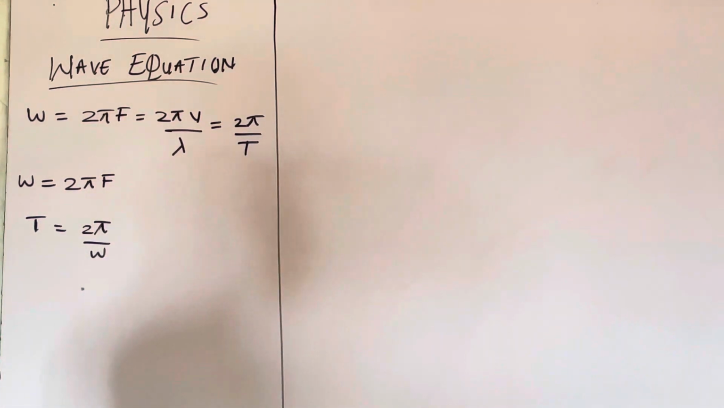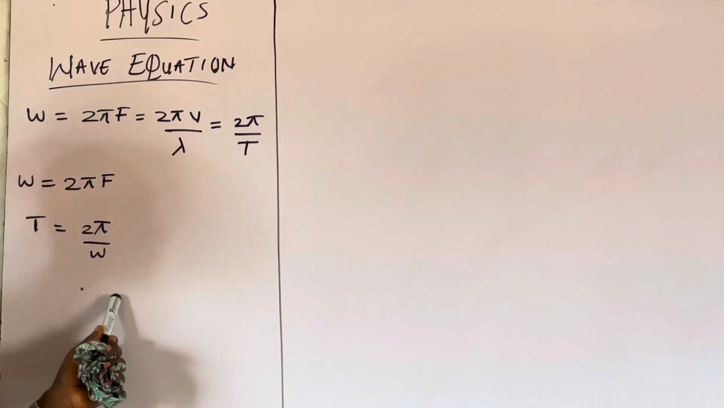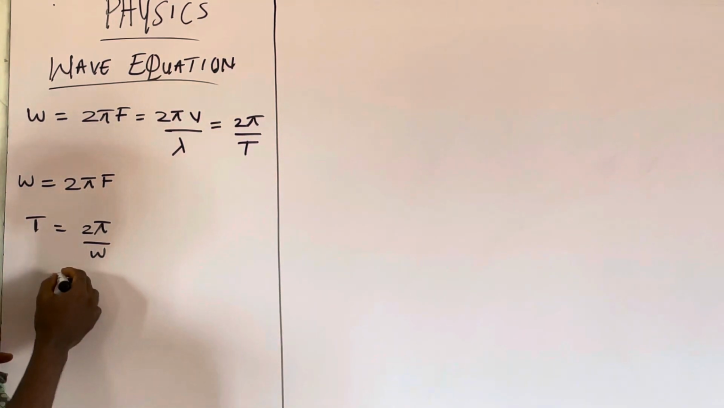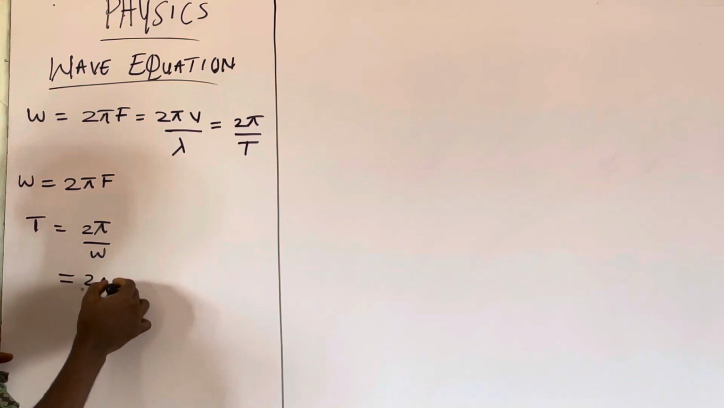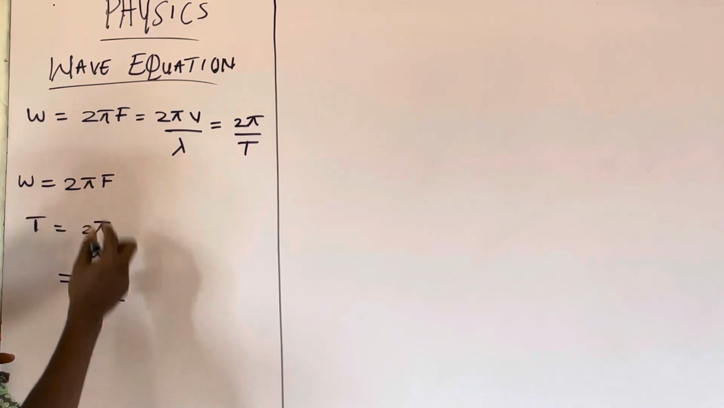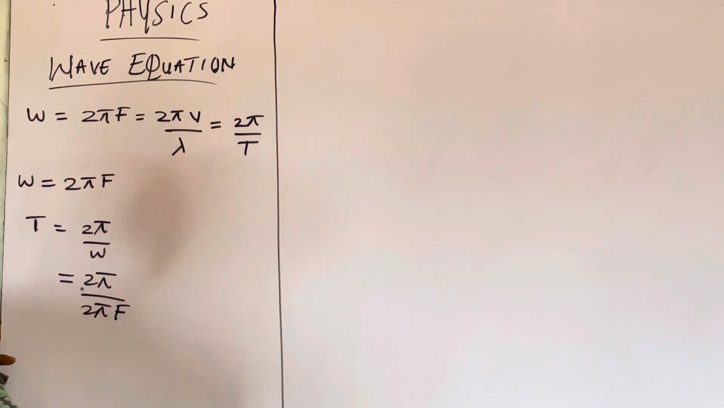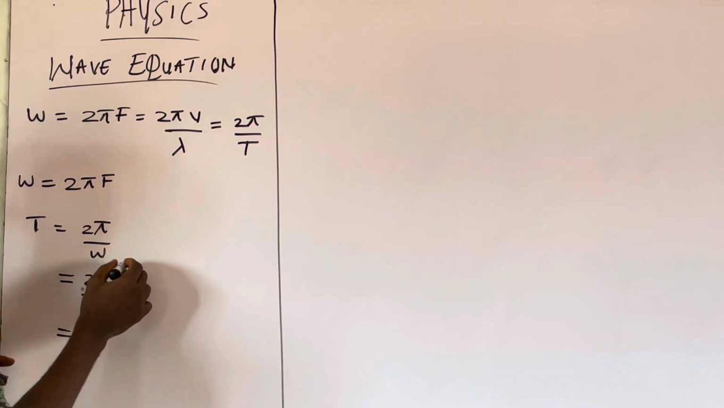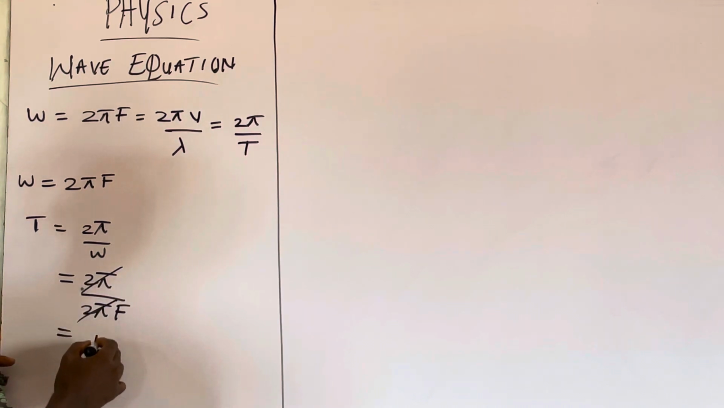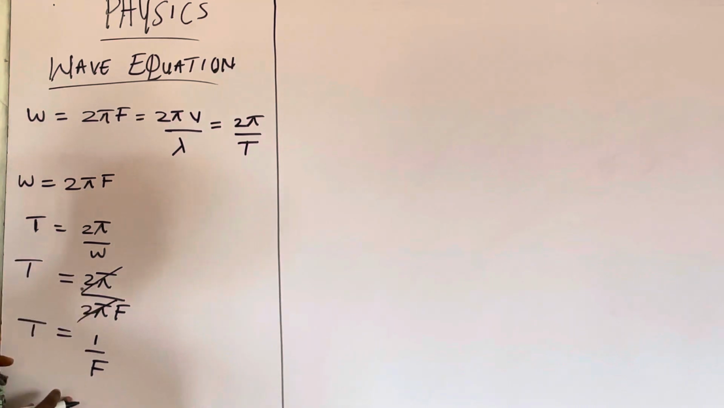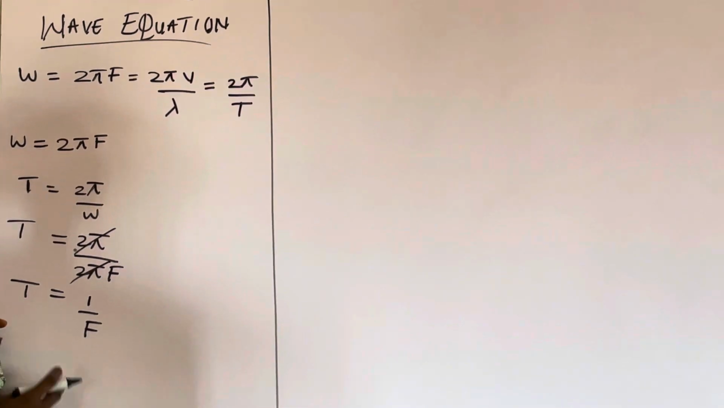2 pi over W. Focus. And this is equal to 2 pi over what you have as W, which is 2 pi f. Now, when this 2 pi cancels out, you have 1 over f. That is how the formula of period came about. Did you understand now? Good.